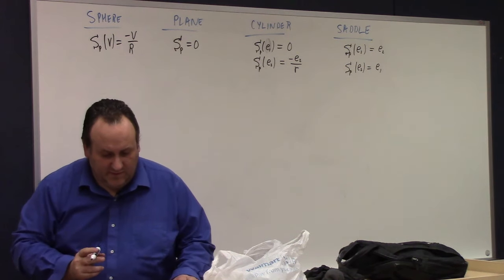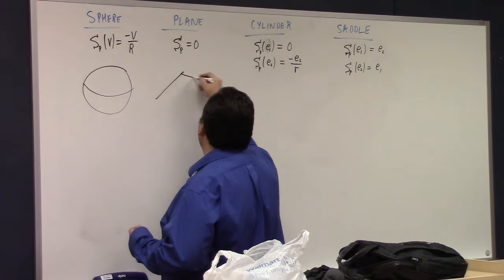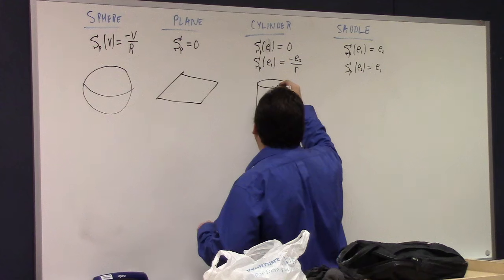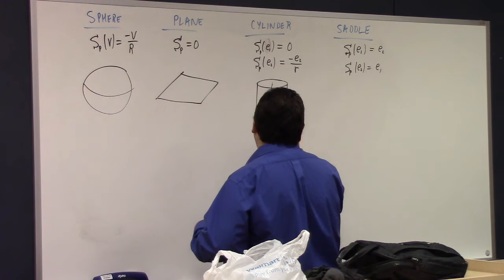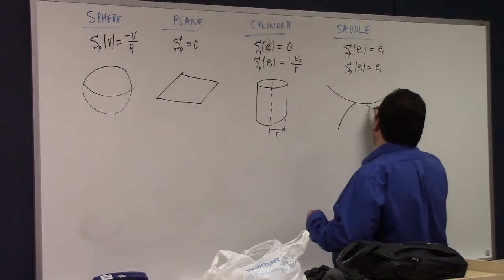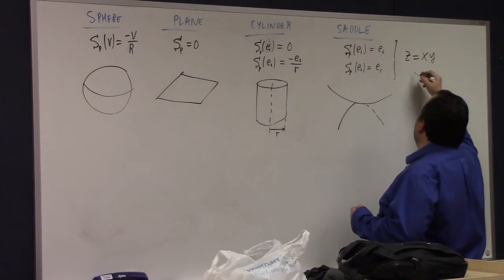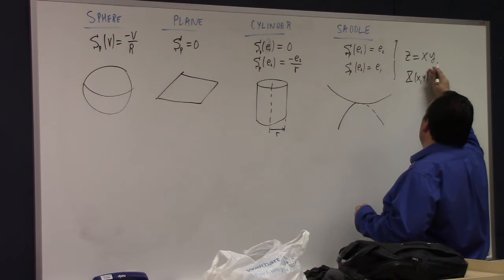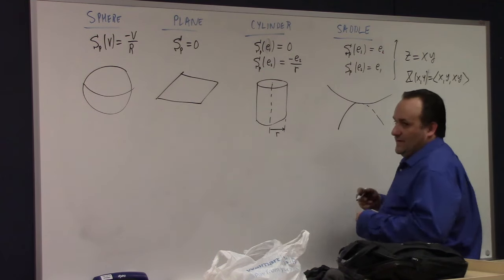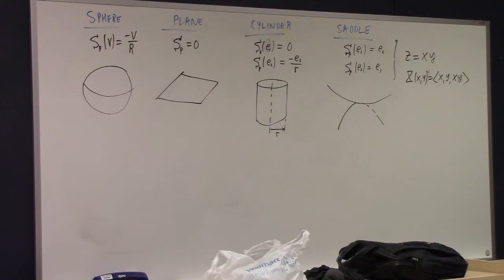Now you might wonder what on earth that means. You know what a sphere looks like, roughly speaking. Plane, simple enough. Cylinder, one of these guys, and I'm calling this radius R. A saddle is one of these things. This is actually z equals xy, so you could work out the parameterization, z of xy equal to xy. I do that in the notes and actually calculate the shape operator. E1 is just x hat, and E2 is just y hat.